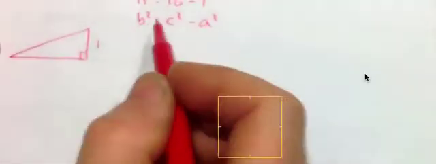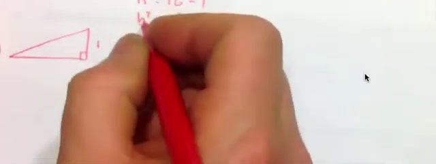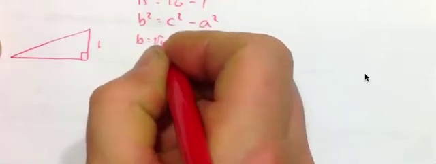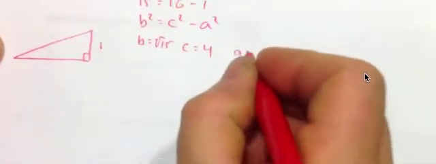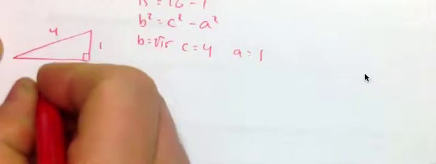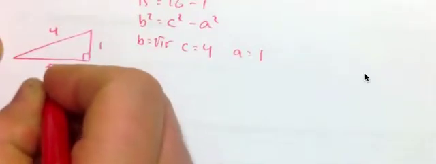All right, so if we're looking at the square roots of these, b squared is 15, then b is equal to root 15, and c is equal to root 16, which is 4, and a is equal to the square root of 1, which is 1. Okay, so this is 1, this is 4, and this is going to be root 15.